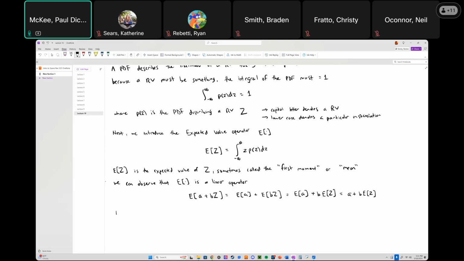Note, so let's just write this out and make it clear. Note that the expected value of a non-random variable is itself. So the expected value of the number 4 is just the number 4. It's kind of a moot point. Why would we even talk about it? All right.